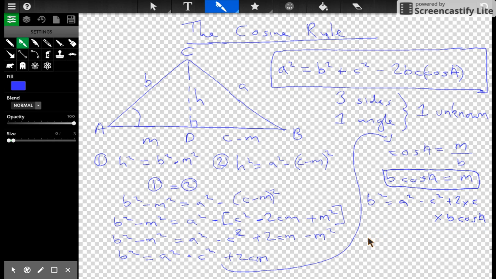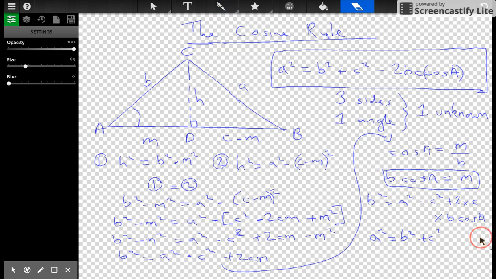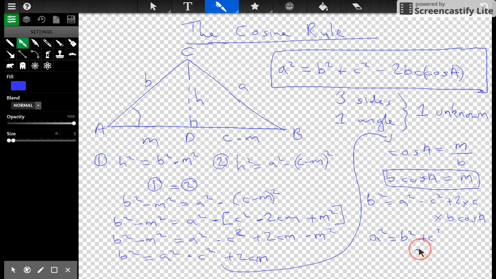Rearranging, we want to make A squared the subject, so A squared is equal to B squared, adding C squared to both sides, and then subtracting 2BC cos of A. I'm going to rewrite this down here a little bit further. Minus 2BC cos of A. And there it is. That is the same formula as up here.